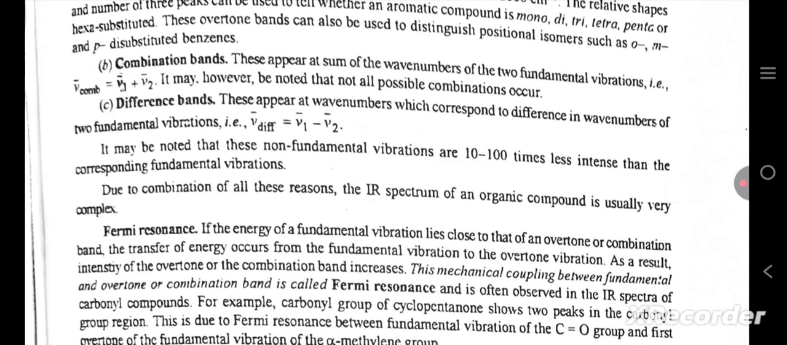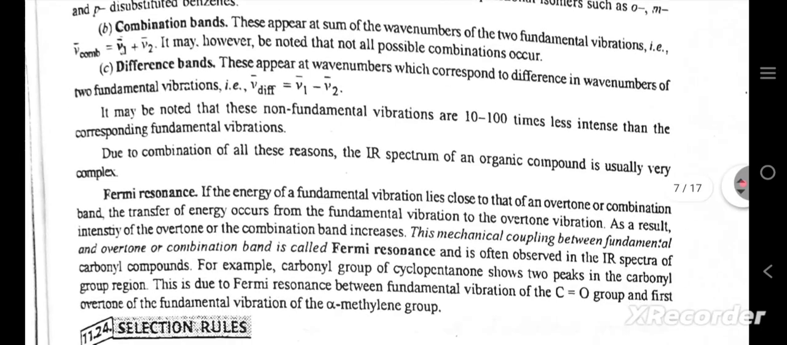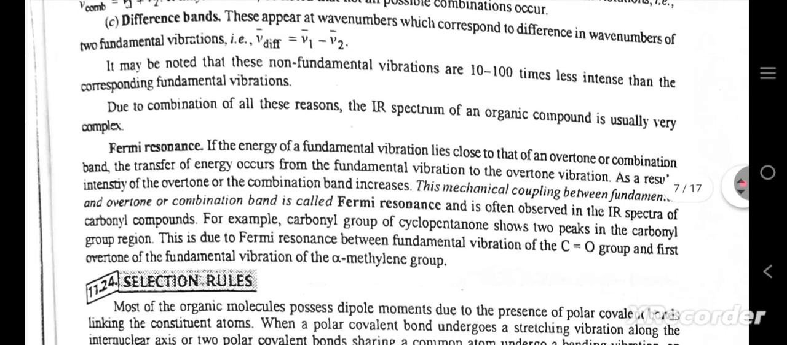Combination bands. These appear at the sum of the wave numbers of two fundamental vibrations. It may however be noted that not all possible combinations occur. Difference bands. These appear at wave numbers which correspond to the difference in wave numbers of two fundamental vibrations. It may be noted that these non-fundamental vibrations are 10 to 100 times less intense than the corresponding fundamental vibrations. Due to a combination of all these reasons, the IR spectrum of an organic compound is usually very complex.